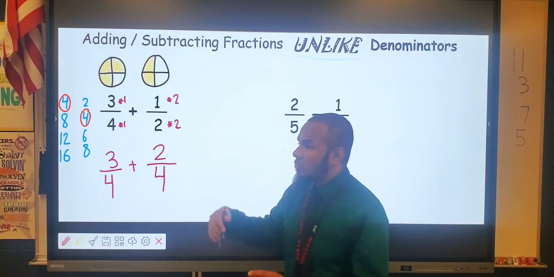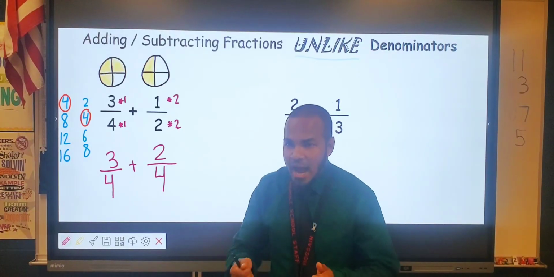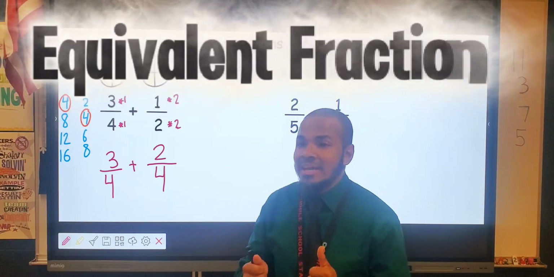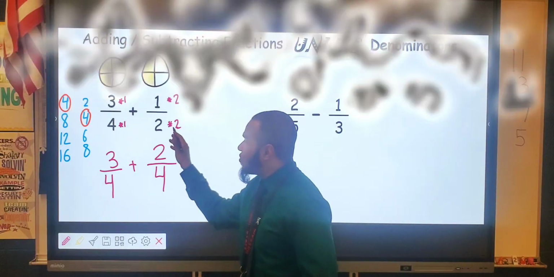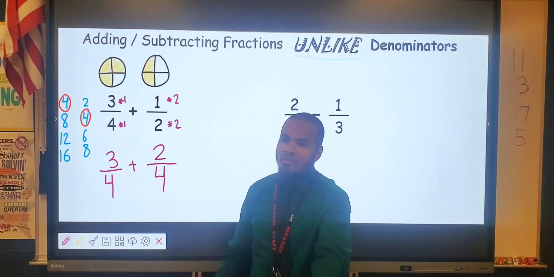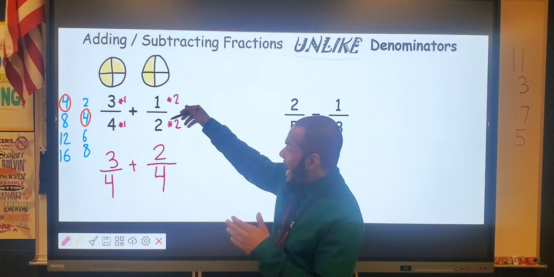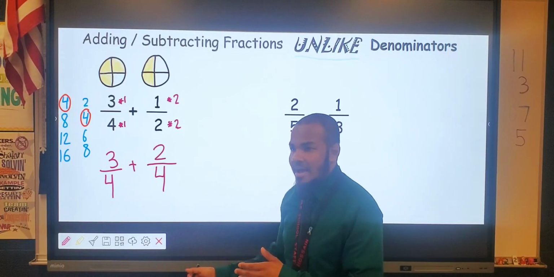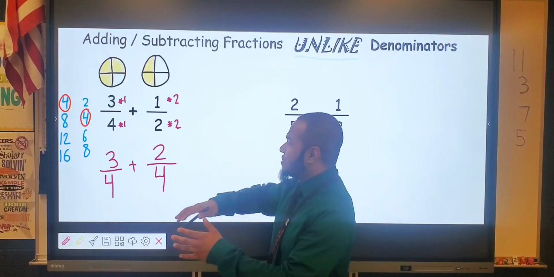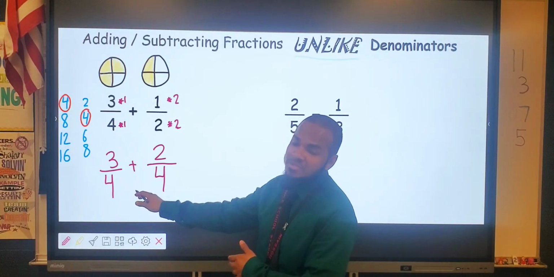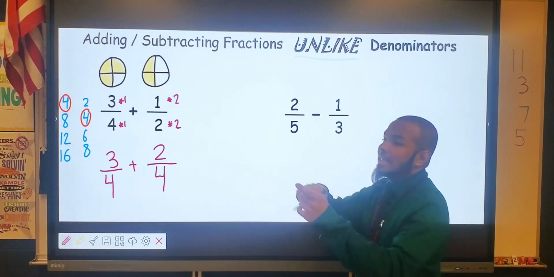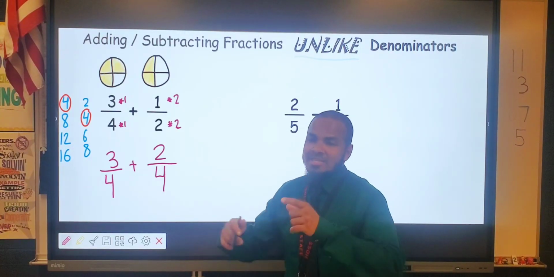And now what I did was I rewrote, better yet, I created equivalent fractions for each one. Again, 3/4 is 3/4. Well, that's the same. But half is the same as 2/4, right? And because they're the same, I can now go ahead and continue with my math. And in this particular case, as you can see, now the denominators are not unlike anymore. They're like.